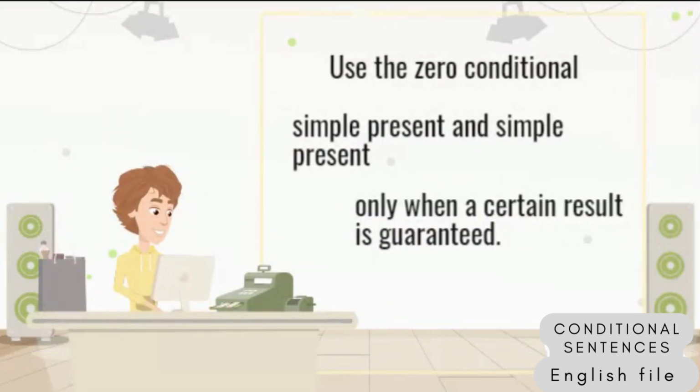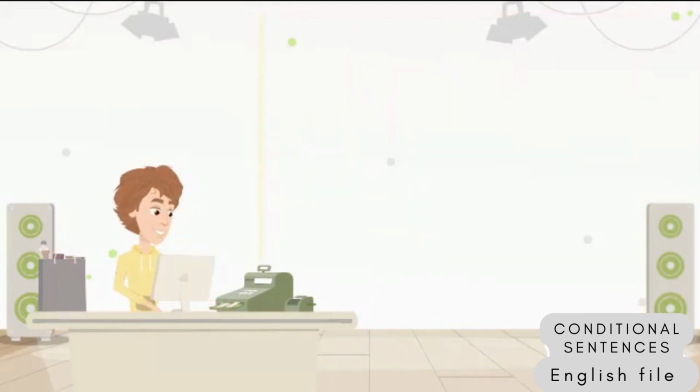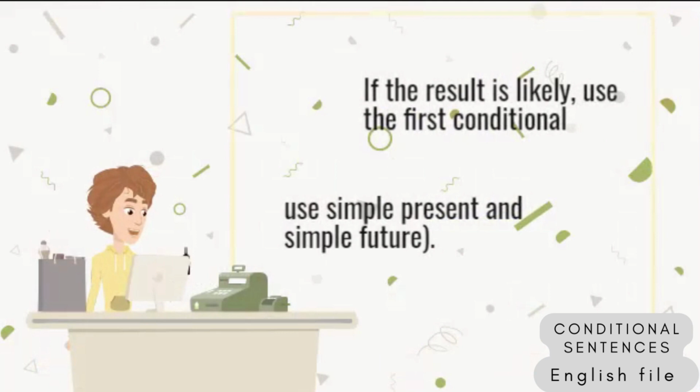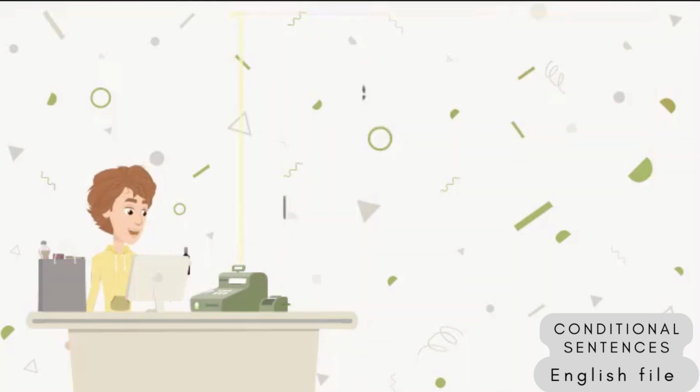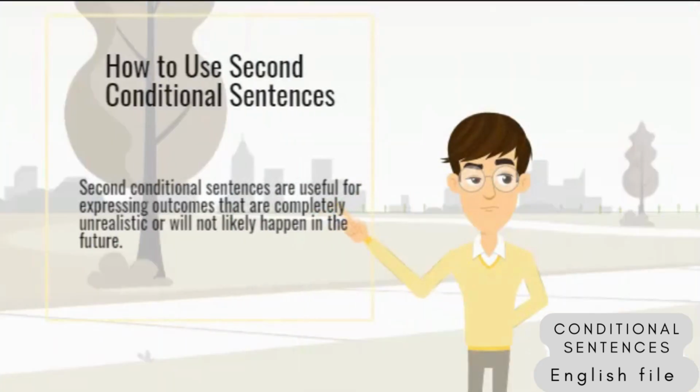Use the zero conditional, simple present and simple present, only when a certain result is guaranteed. If the result is likely, use the first conditional. Use simple present and simple future. How to use second conditional sentences.